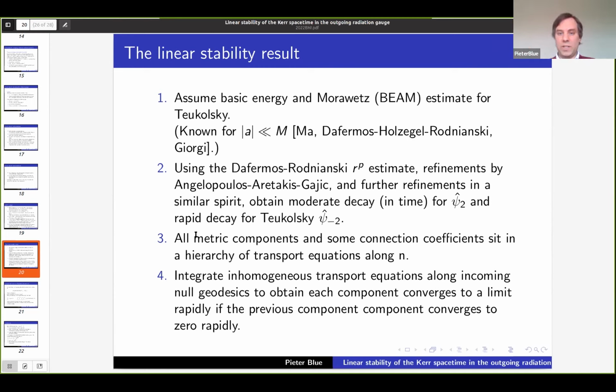So in doing this integration, if you know that you have rapid convergence to zero of the inhomogeneity, then that means you have convergence to a limit of the solution to the transport equation, but you don't know necessarily what that limiting value is. So the thing that we still need to do in the argument, as I've told you so far, is to show that those limits are all equal to zero.